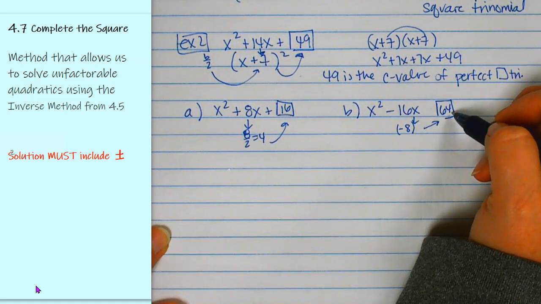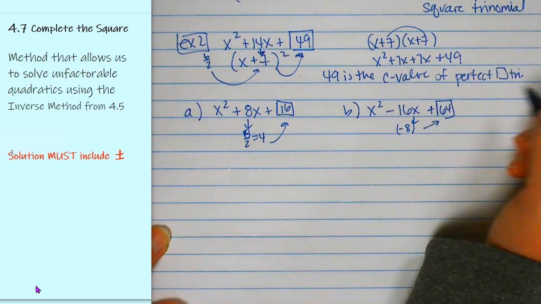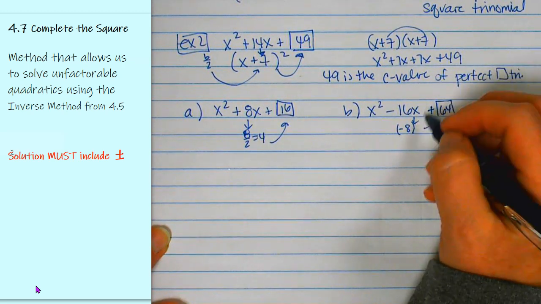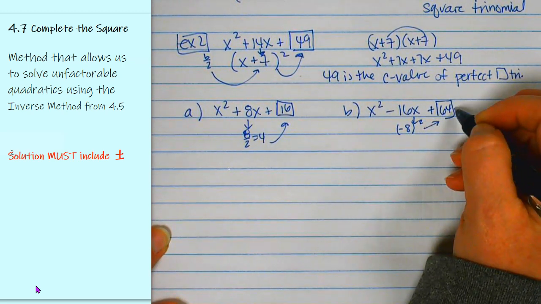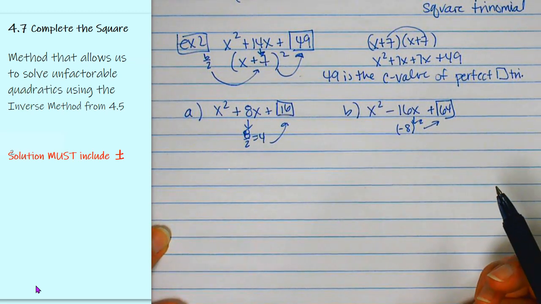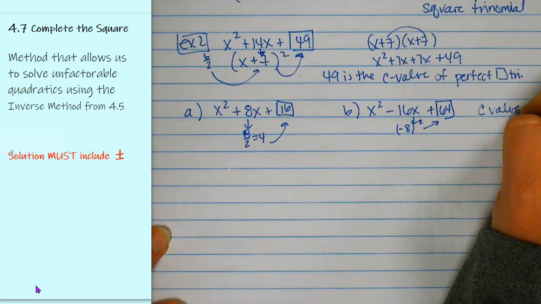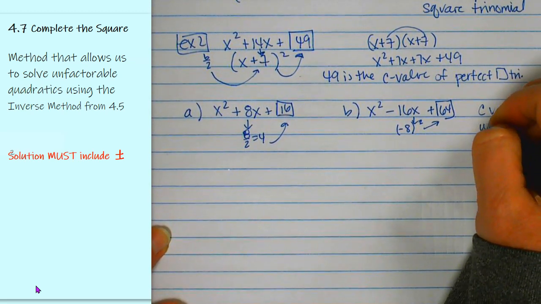Notice how whatever you put in this box that completes the square, I put it in a box to make it look like a square, is always positive. Because when you square negative 8 squared is positive. Positive 4 squared is positive. Anything you square is always positive. C value in a perfect square trinomial will be positive.